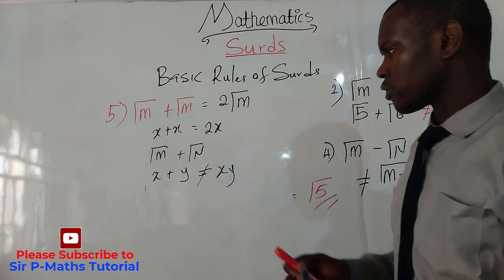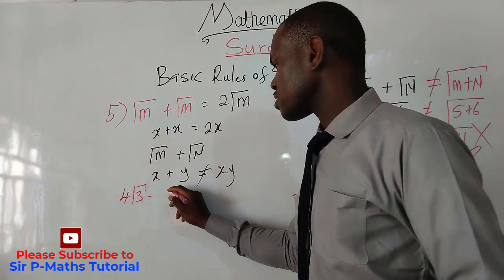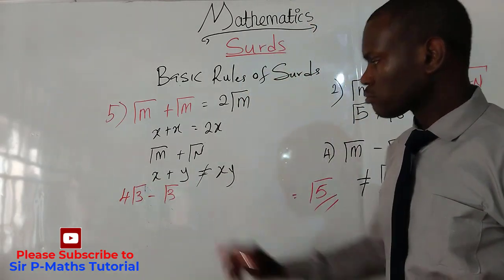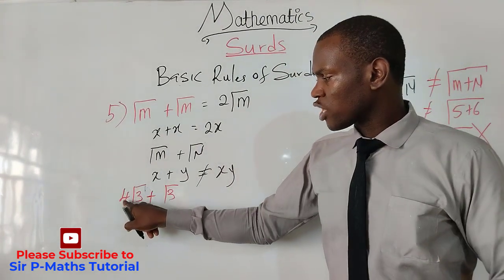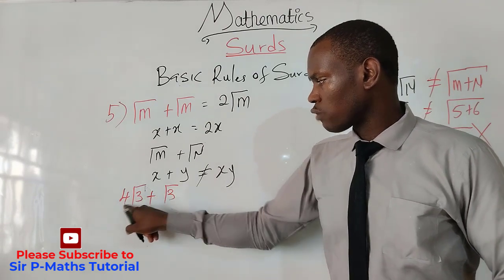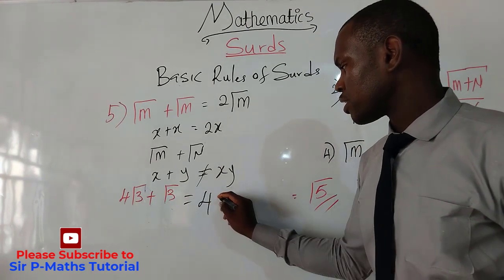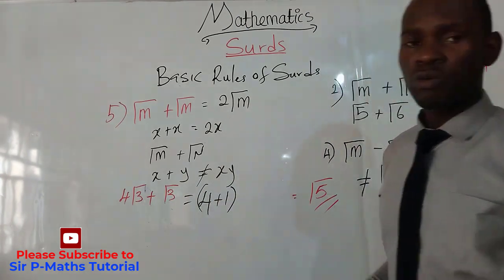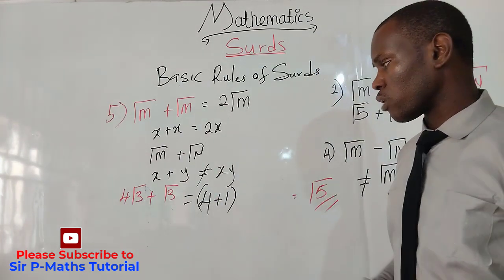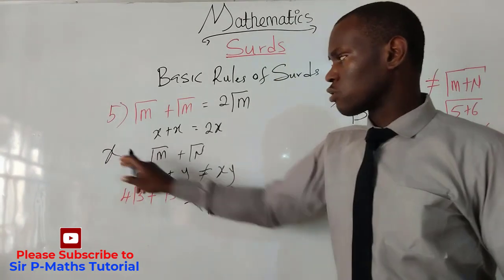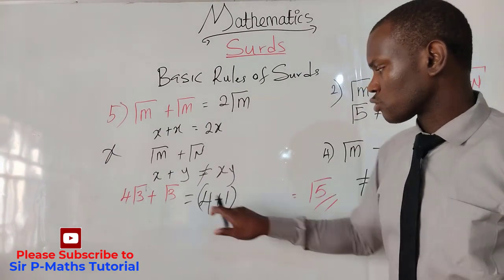So let's consider an example here. Let's assume I have 4 root 3 plus root 3. Let's consider addition first, adding the both of them. What I work with is the coefficient. I'll factor out the coefficients of the two surds. The coefficient here is 4 and the coefficient here is 1. Remember that for every whole number or whole variable, the coefficient is invisible, which is 1. For instance, I have an x. The coefficient of x here is invisible, which is 1. So the coefficient here is also 1.